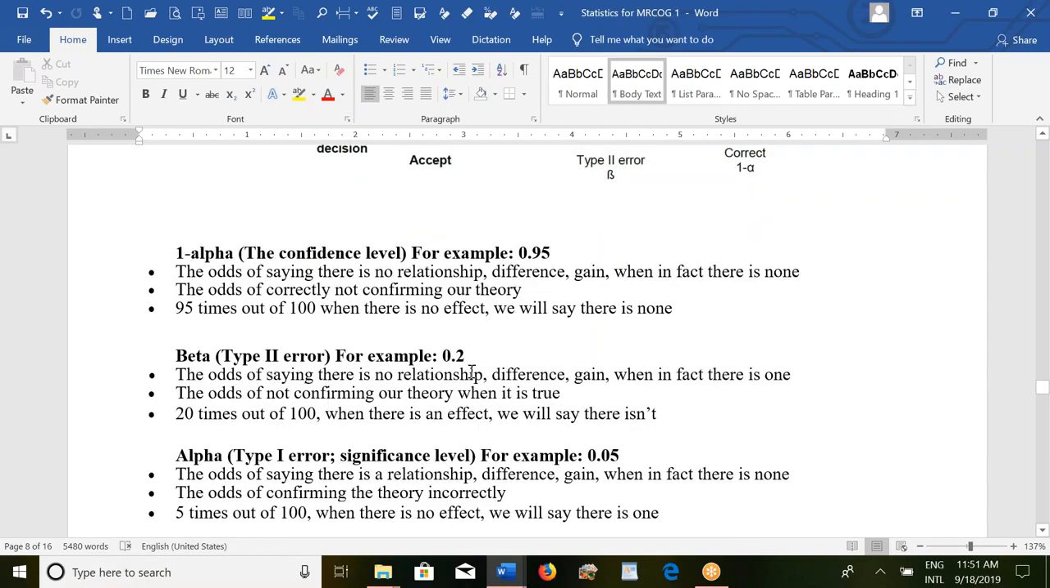Then beta or the type 2 error, for example 0.2. So what is the meaning of this one? The odds of saying that there is no relationship or difference when in fact there is one. So the odds of not confirming our theory when it is true. So 0.2 means 20 times out of 100 when there is an effect, we will say that there is no effect. So basically we are failing to reject the null hypothesis when it is wrong. 0.2 here means that 20 times out of 100 we will make this mistake when there is an effect, and we will say that there is no effect.